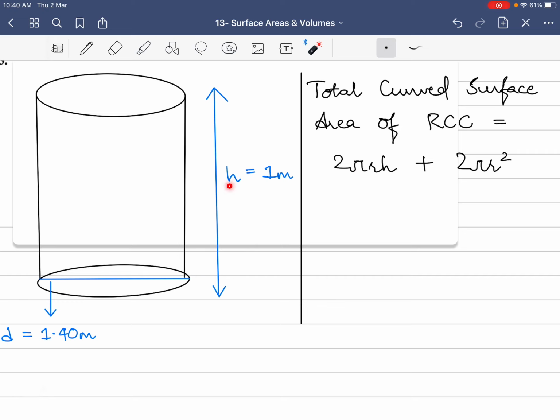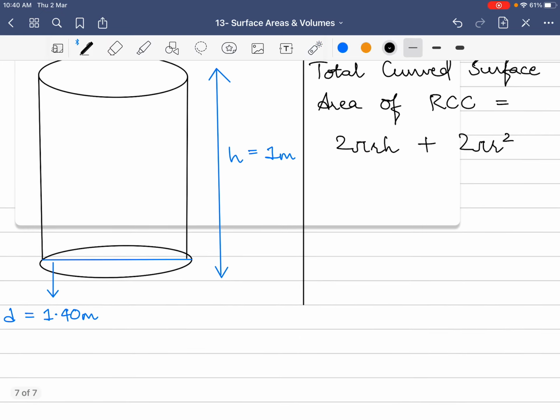We have the value of h. h is 1 meter and diameter is 1.40 meter, but we need radius. So radius r is equal to half the diameter. So 1.4 divided by 2, that is equal to 0.7 meters. It's important that everything is in the same unit. The height is in meters and this radius is also now in meters.